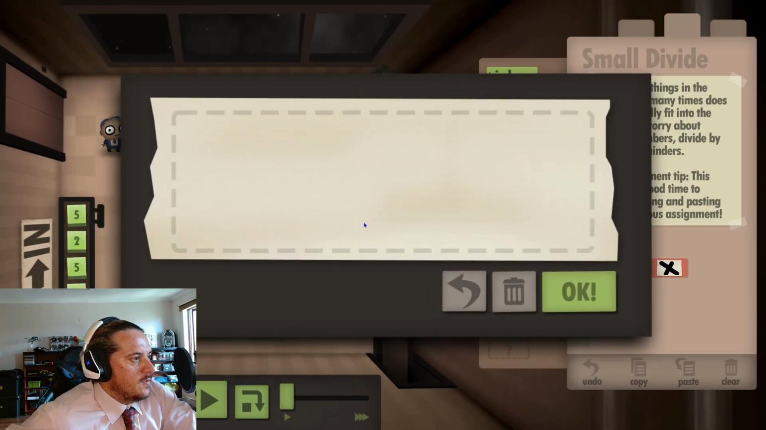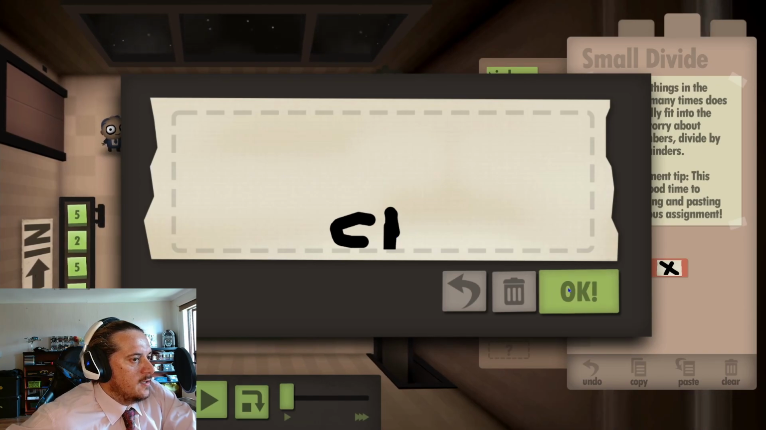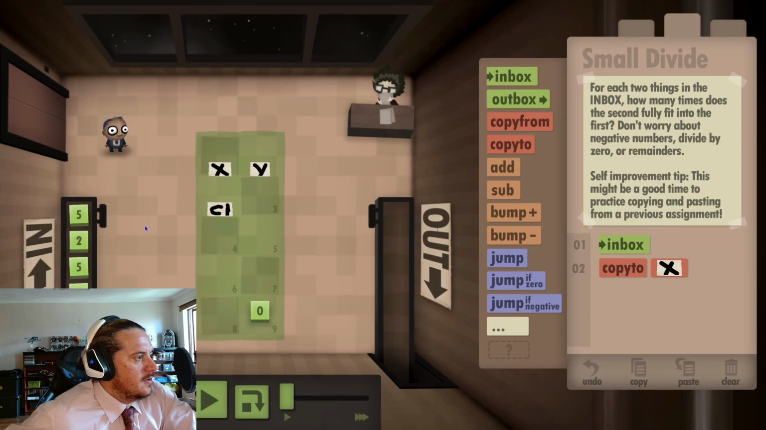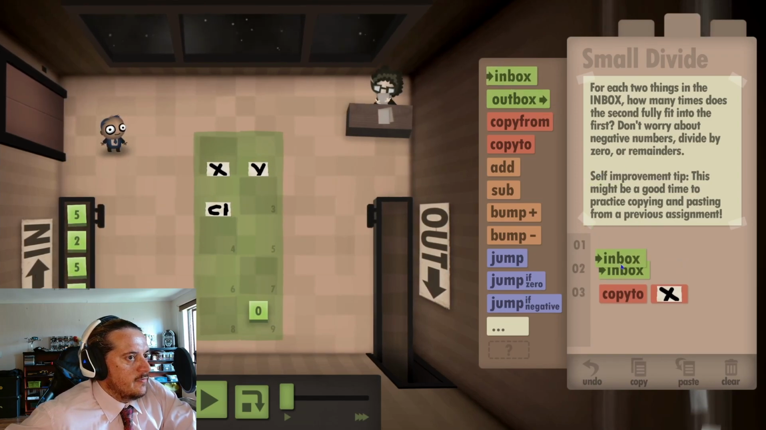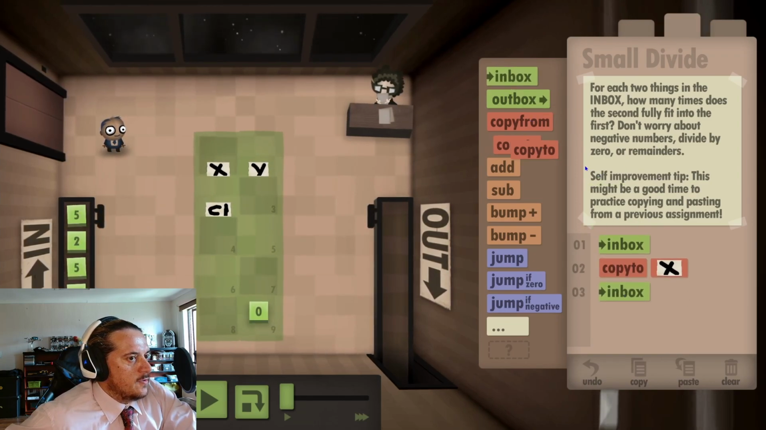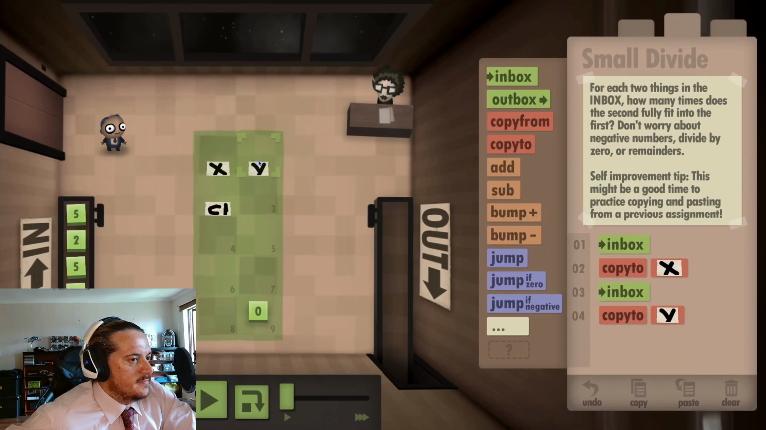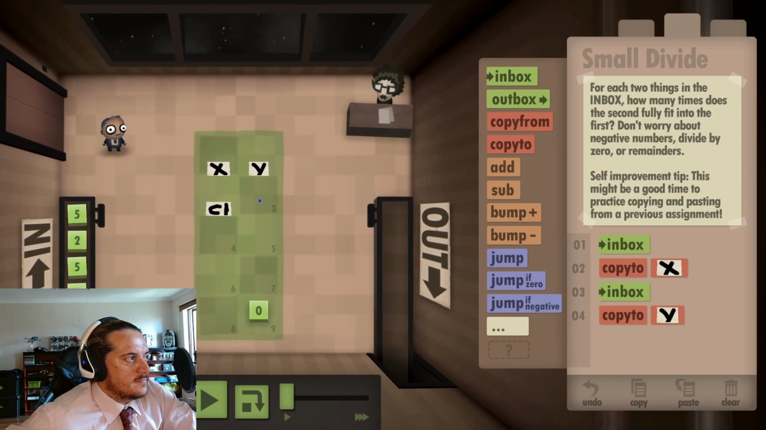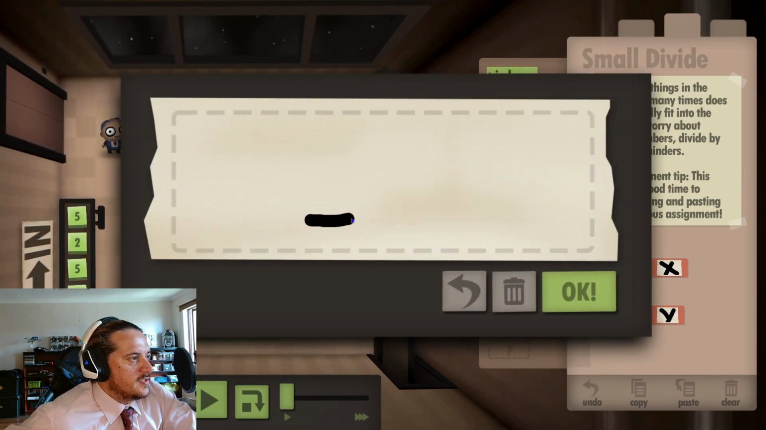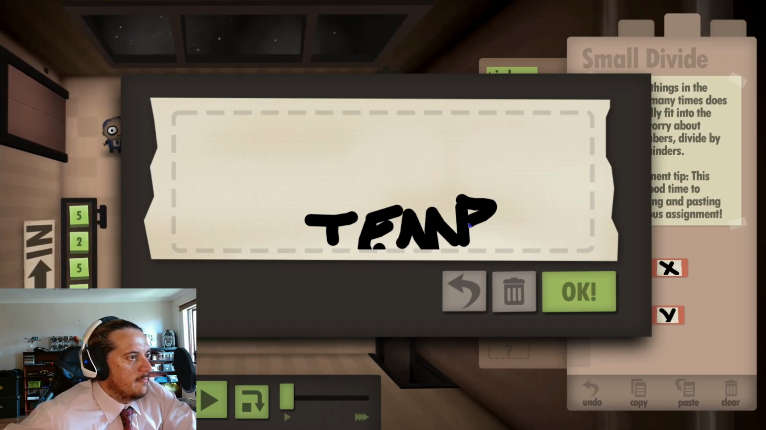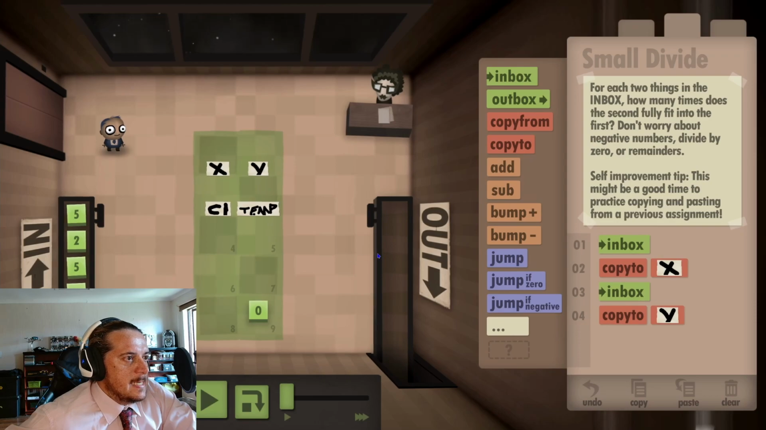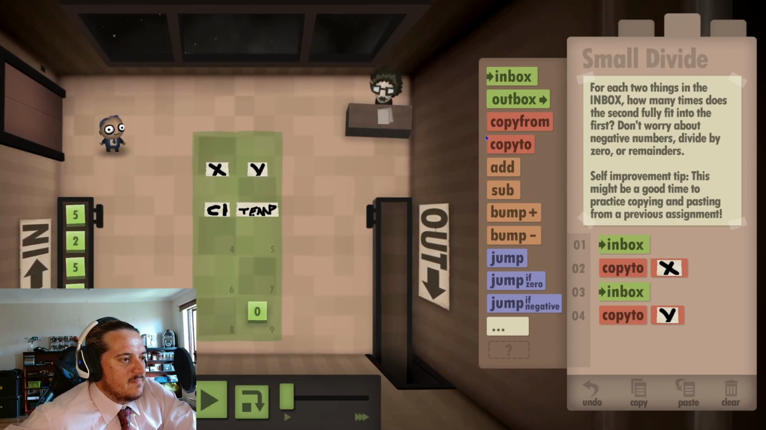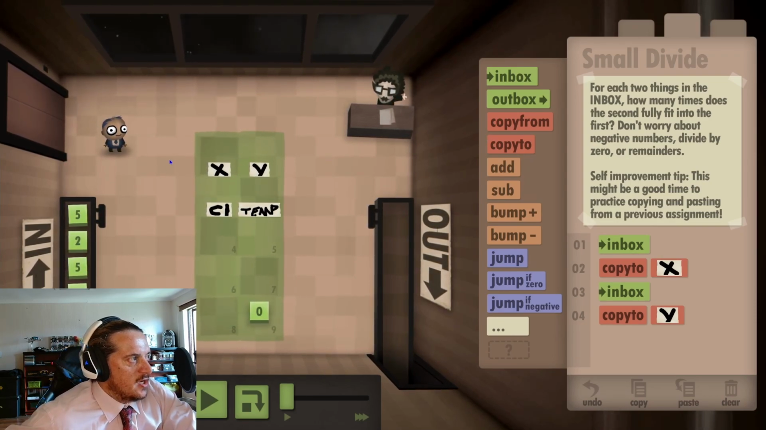And this we call count 1, I think, because we're going to copy to X, we're going to return to the inbox, and we're going to copy to Y. I'm then going to, and we're going to call this tip, because I think I'm going to need to hold a number, right? Okay, so now I've got that and that.